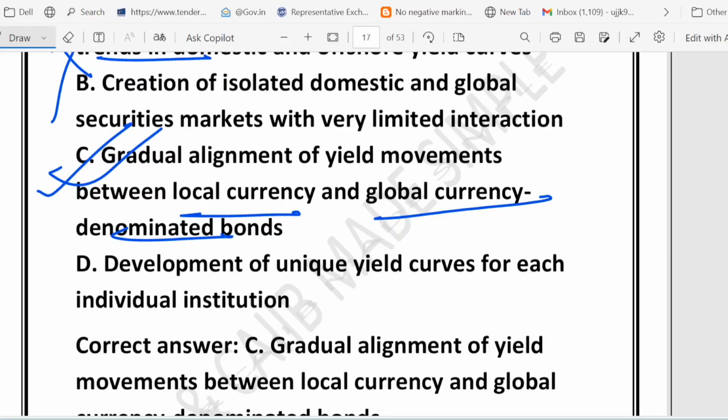Why? Because while different institutions may have slightly different yield due to credit risk, basically liberalization aligns market-wide yield. What liberalization does, the alignment is being done, right? They align the market-wide yield, rather than creating unique curve for it. No, they don't create unique curve for each institution. Rather, the focus is on market level convergence, not individual uniqueness. That's why it is wrong.